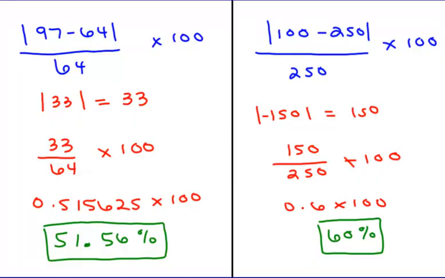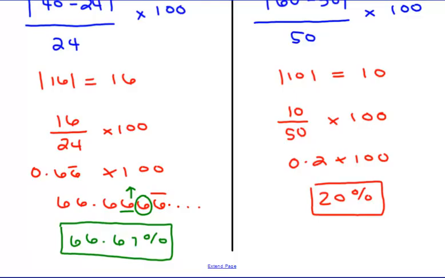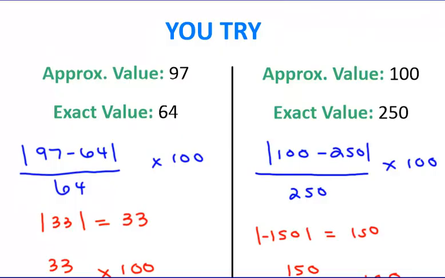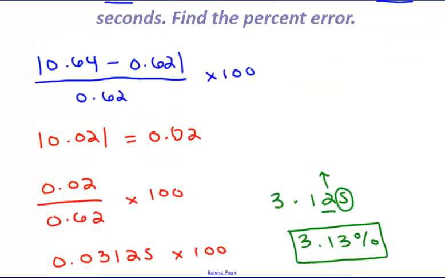Now, this 3.13% is a lot smaller than some of the other numbers that we were looking at back here on the U-tries, 51.56, 60%, even the first two that we did, 20% and 66.67%. So what that means is Sam, in this problem, his guess was a lot closer to the actual value, which was 0.62. So he was pretty close. He was only about 3% off.